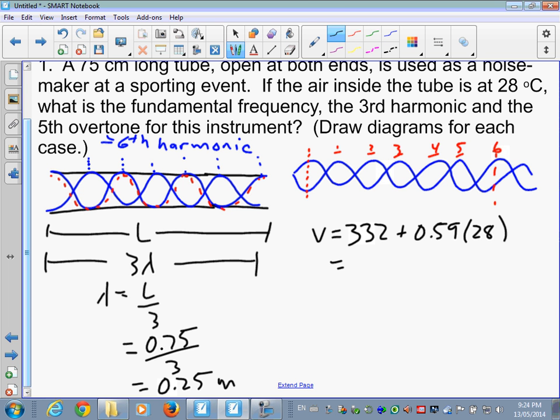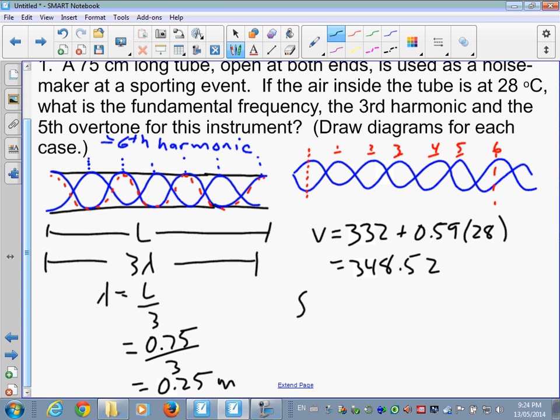I can imagine that this would be something difficult for, say, marching bands marching in the Oktoberfest parade, and it's cold outside. You'd have to find a way to make sure that your instruments stay relatively warm. So when we do that calculation, 0.59 times 28 plus 332, it gives you 348.52.